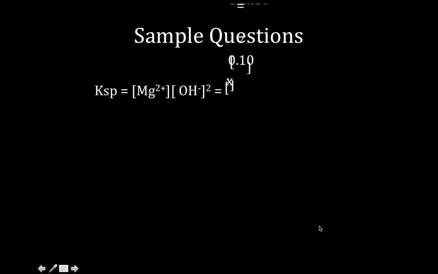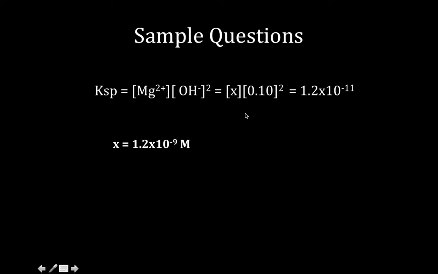So just as before, write out our Ksp expression and solve for the unknown. So we know the Mg2+ was x, we know the OH minus was 0.10, and we've got to square it, so that's going to be 0.01, which is 1 times 10 to the minus 2. And we're going to take that and divide by it, and we end up with 1.2 times 10 to the minus 9 M. So that's what happens when we dissolve in a solution that already contains hydroxide ions.